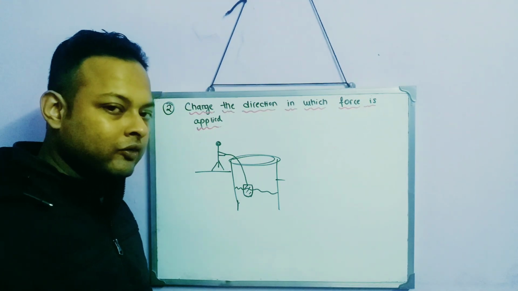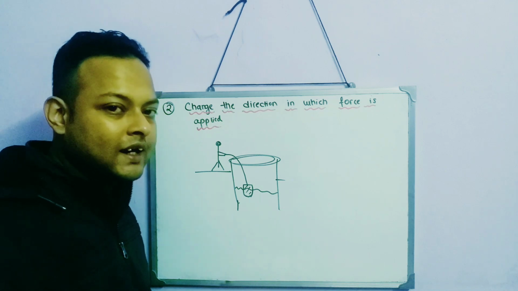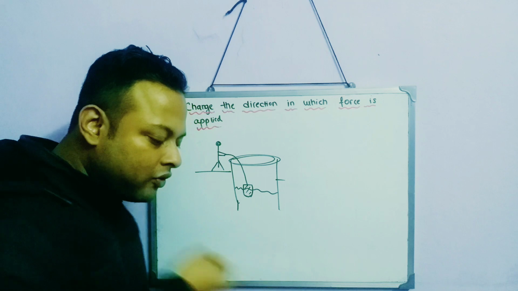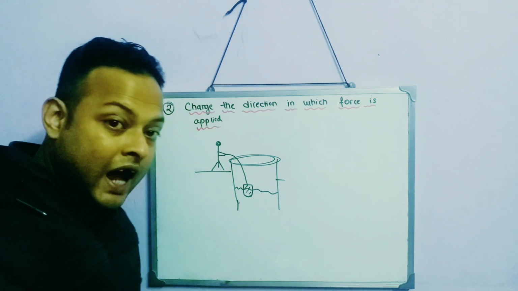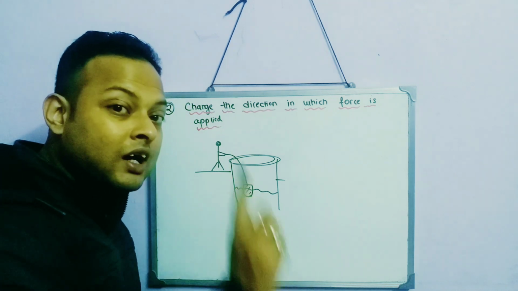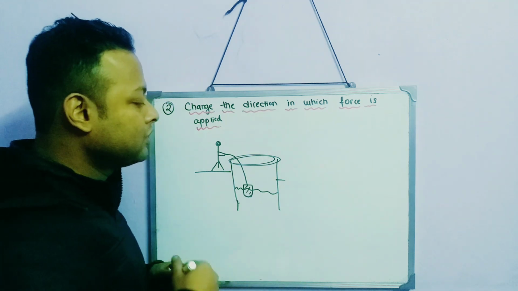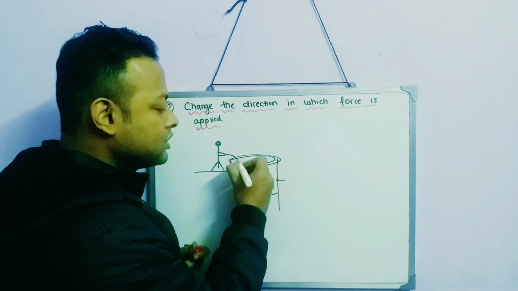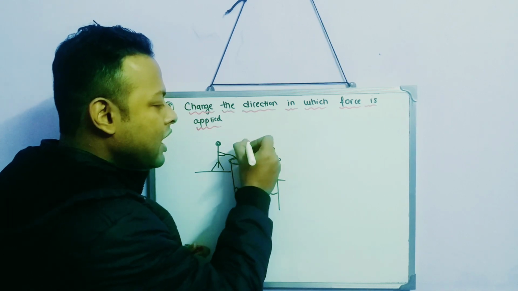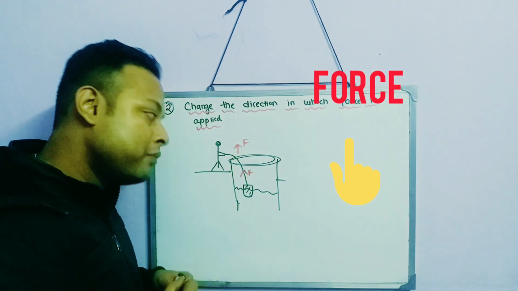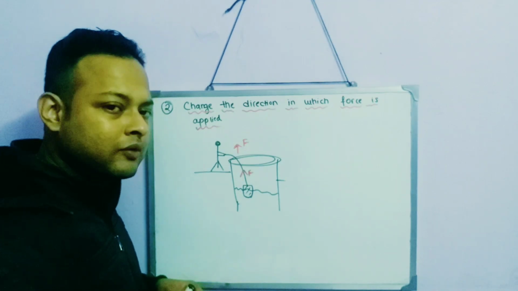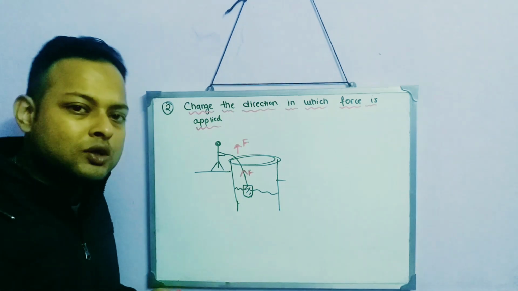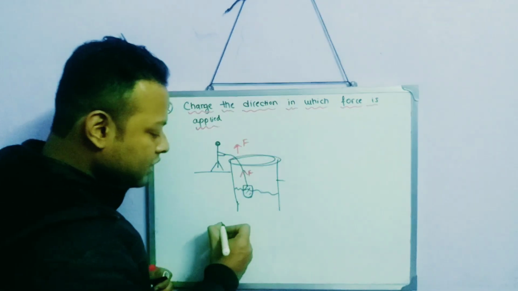Now over here, if you see, in which direction is the person applying the force? I am applying the force in this way. So I am applying the force in the upward direction. So my force is in the upward direction. This is the direction of force. And what happens? This person faces difficulty to lift up this water. So it is difficult.